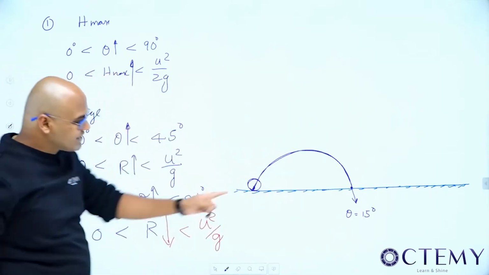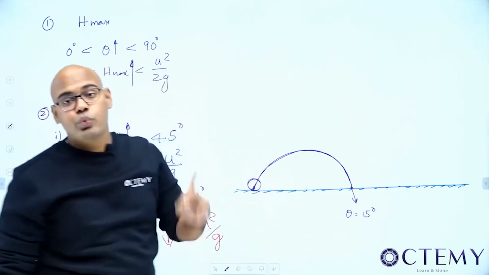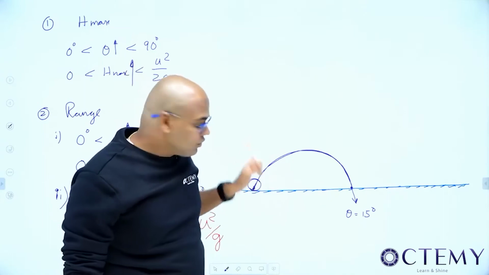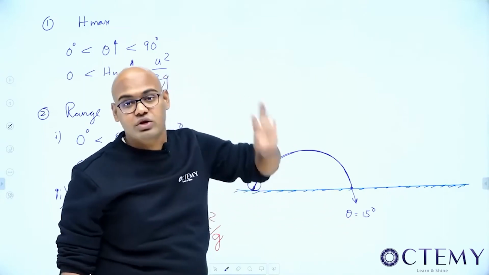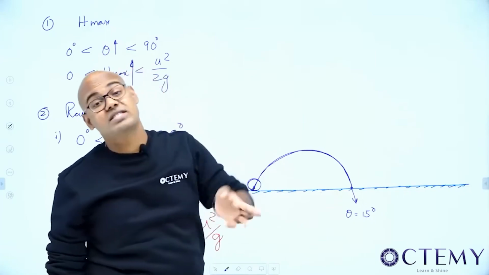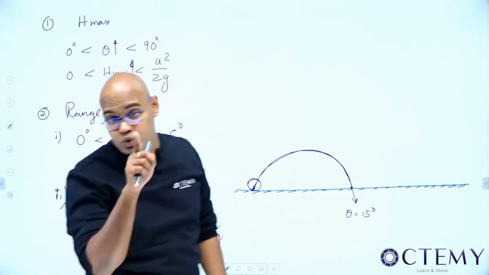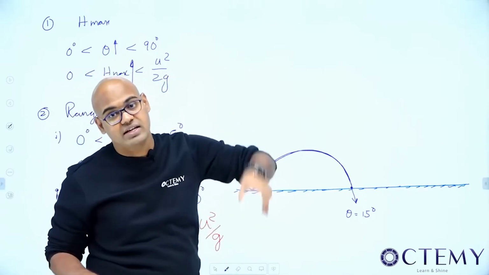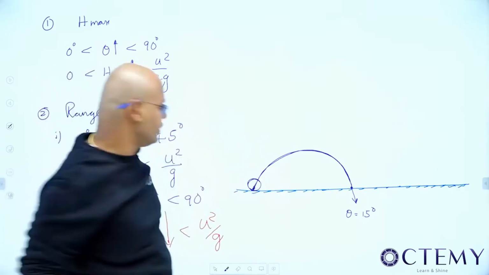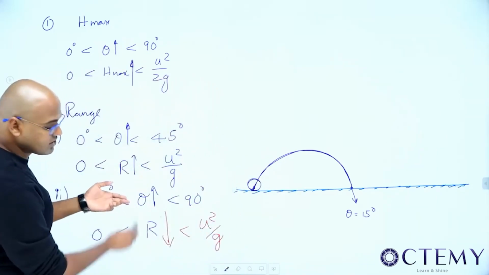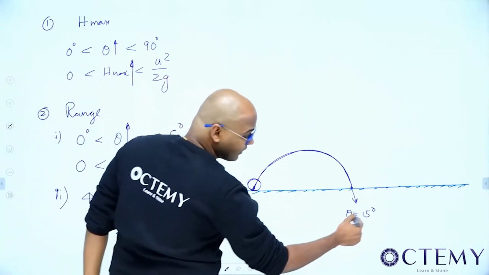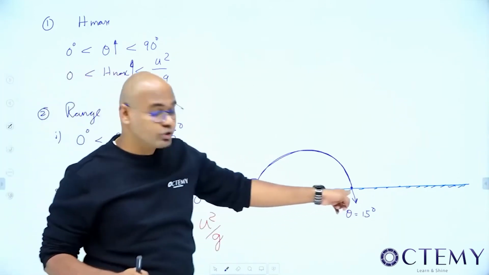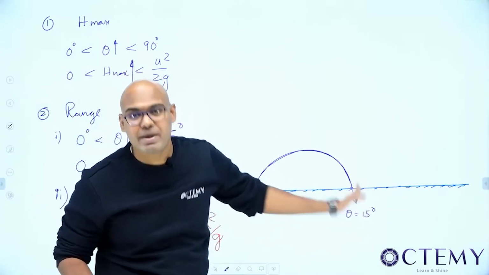Now, if I want the same range, with what angle do I have to project? I don't want to go in this path. I have projected with 15. With what angle do I have to project so that I will get the same range? Apart from 15 degrees, what is the other angle? I have shown you just now: either you project with angle theta or pi by 2 minus theta, you will get the same range. If theta is 15 degrees, pi by 2 minus theta is 75 degrees. If I project with 75 degrees, what will happen to my range? It is going to be the same as 15 degrees.